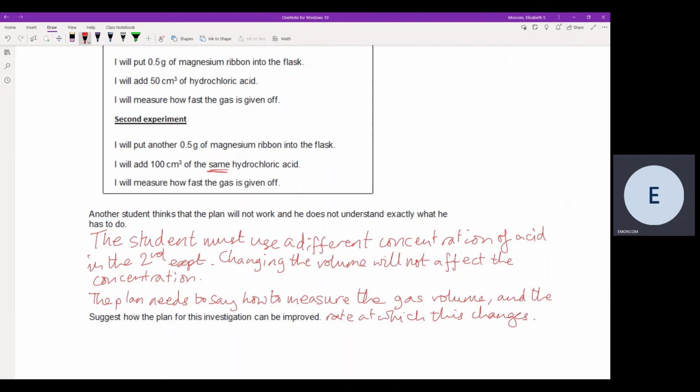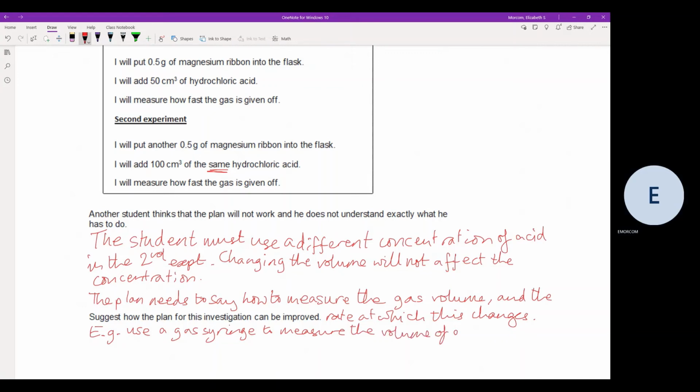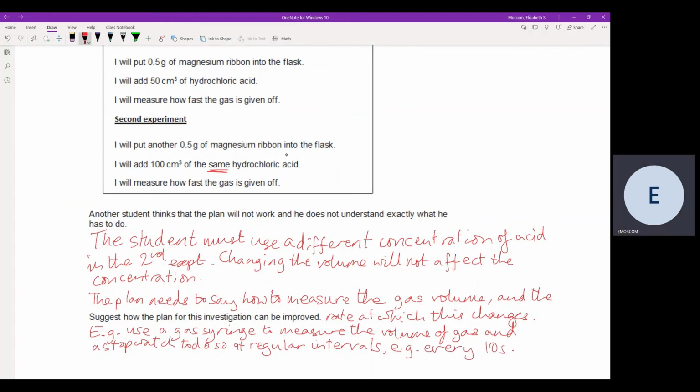So use a gas syringe, e.g. use a gas syringe to measure the volume of gas and a stopwatch to do so at regular intervals, e.g. every 10 seconds would be a sensible one to do.